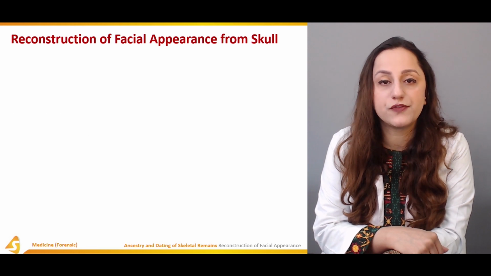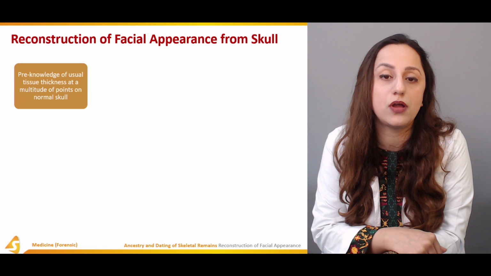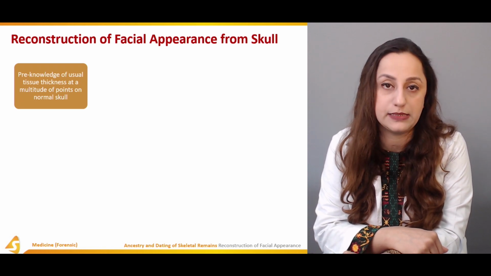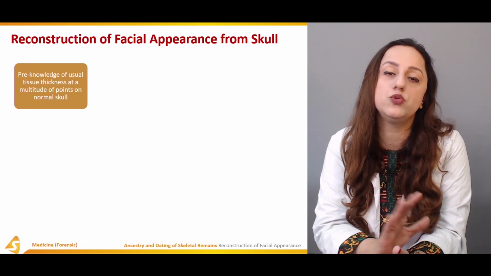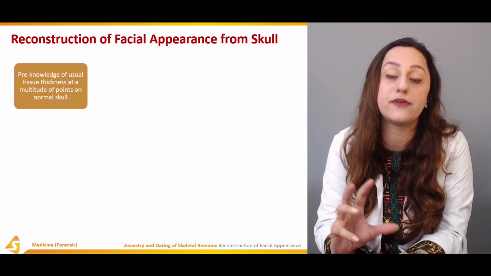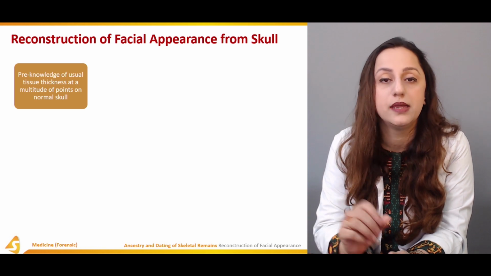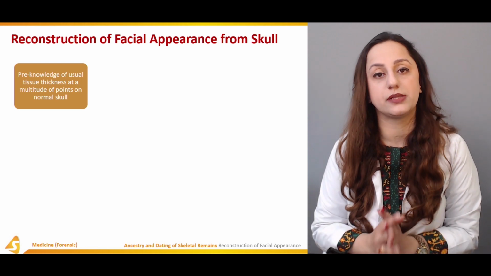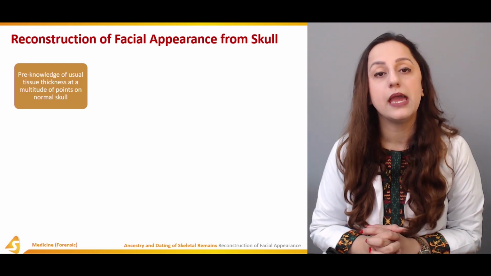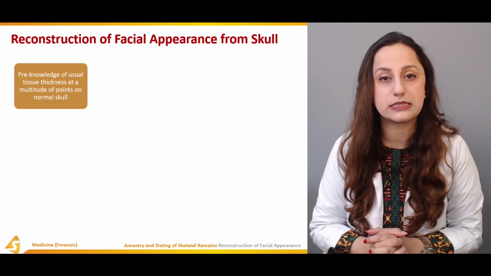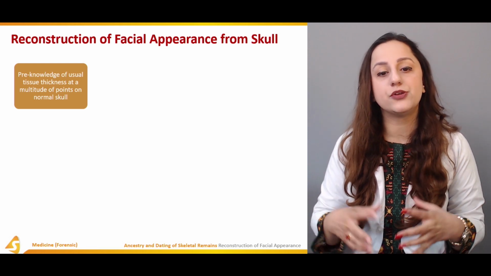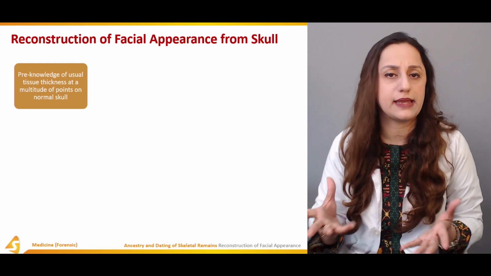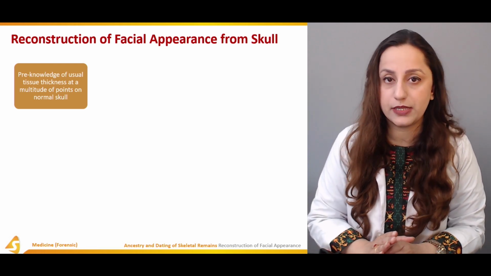Now, the reconstruction of the facial appearance from the skull. It requires pre-knowledge of the usual tissue thickness at a multitude of points on the normal skull. So whoever is reconstructing using the Gerasimov method, in which the operator reconstructs the facial characteristics and the facial prominences, should know the normal indices, the normal thicknesses involved, whenever he's reconstructing over any skull that has been found. So the pre-knowledge is very important.